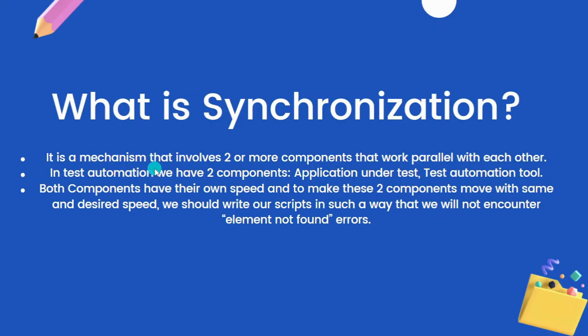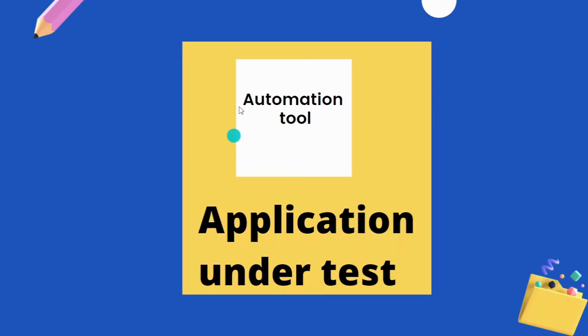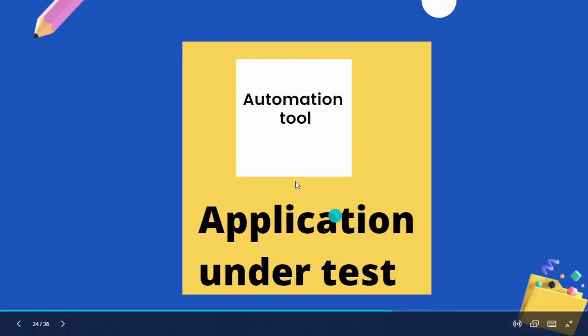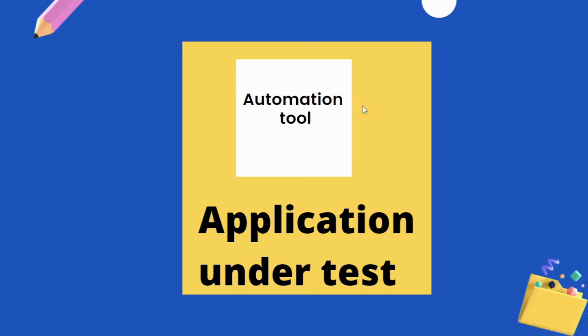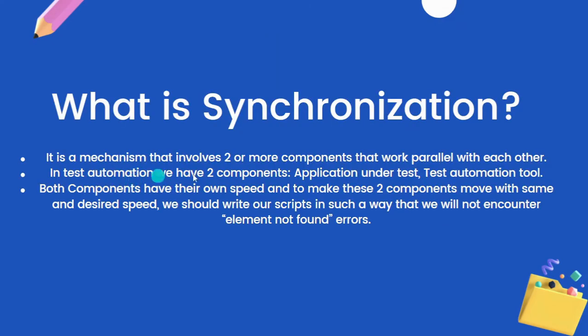It is the mechanism that involves two or more components that work in parallel with each other. Here the components are the automation tool and the application under test. These two should work in parallel so that the test can run smoothly without any failures. Both components have their own speed, and to make these two components move at the same and the desired speed, we should write our script in such a way that we will not encounter element not found errors.